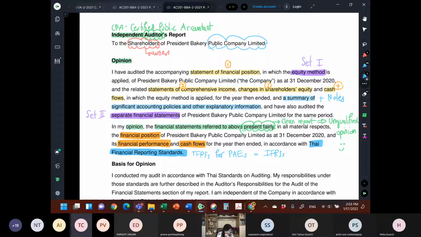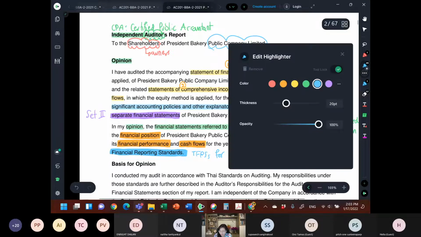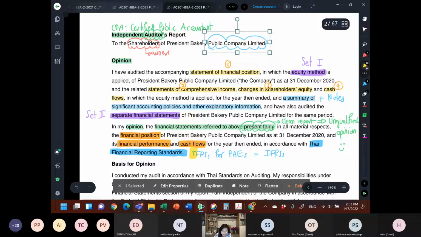Professor, what is IFRS? It's International Financial Reporting Standard. So TFRS for PAE is consistent with the International Financial Reporting Standards. This is a Thai version, right? It's consistent with the international version. So we have accounting standards that are up to the international standard.